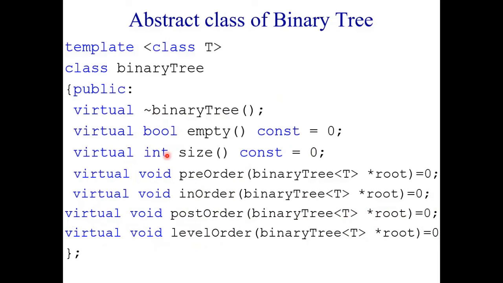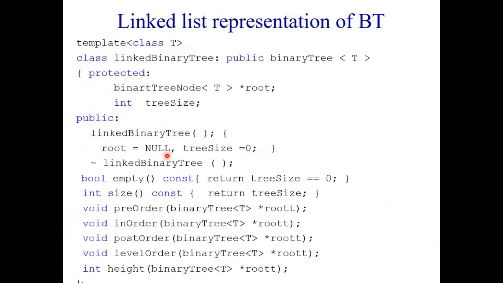implementation. So how to implement all this? We go for a concrete class, that is your linked binary tree. That's where we implement your abstract class. In this case, we require one root node. The root is a pointer. Pointer to what? Root node is of type binary tree node of type T, and I have a tree size. Tree size is of type integer.